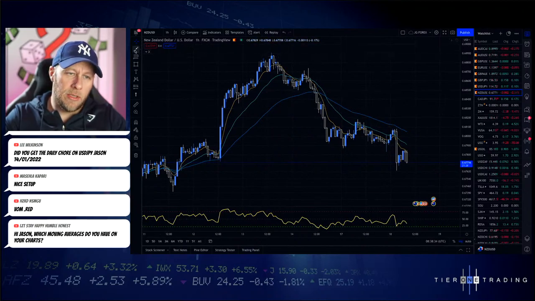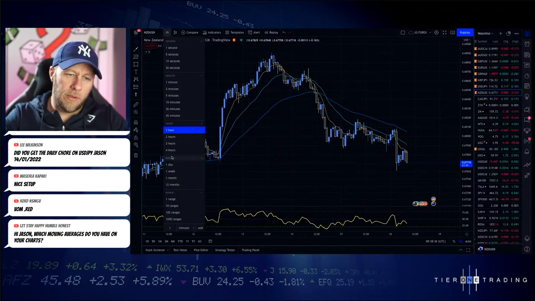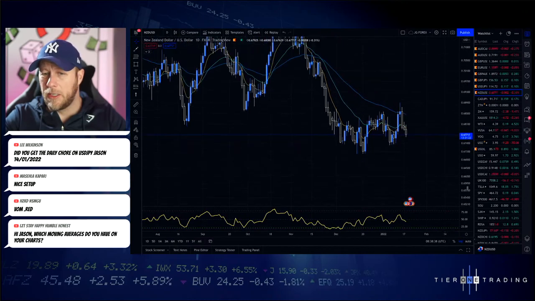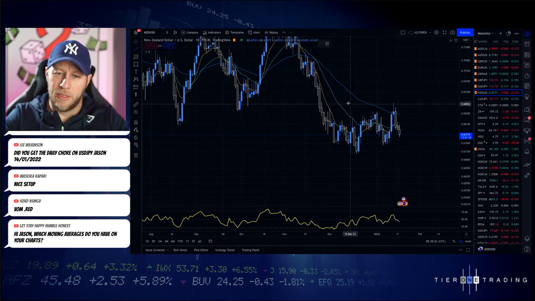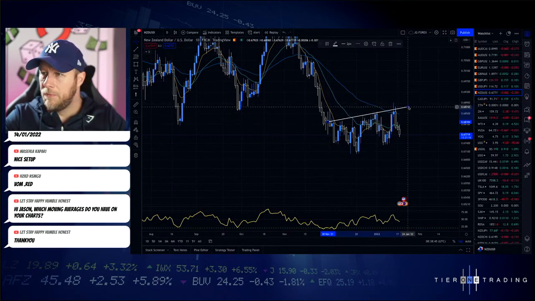That just leaves the New Zealand dollar, right? So if you guys haven't got anything, this is the last pair, and I can tell you now, this is a pair that I've just had little interest in for a long time.